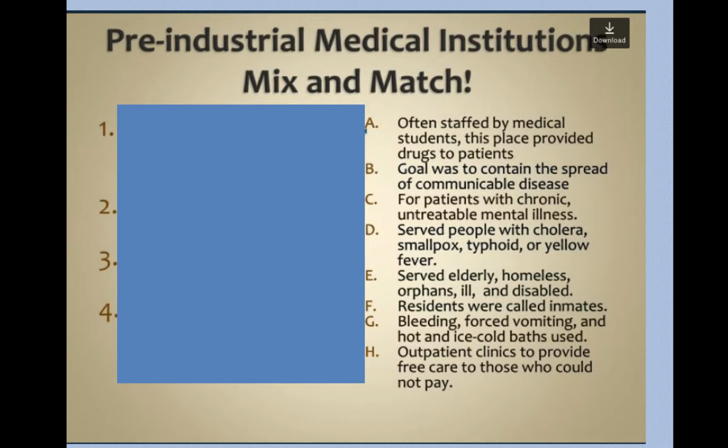Served people with cholera, smallpox, typhoid, and yellow fever. Served elderly, homeless, orphans, ill, and disabled. Residents were called inmates. Whew. Bleeding, forced vomiting, and hot and ice baths were used. And outpatient clinics to provide free care to those who could not pay. Okay, so you had a choice between dispensary, pest house, almshouse, asylum.